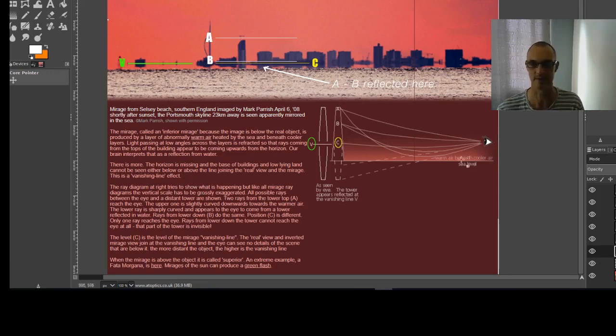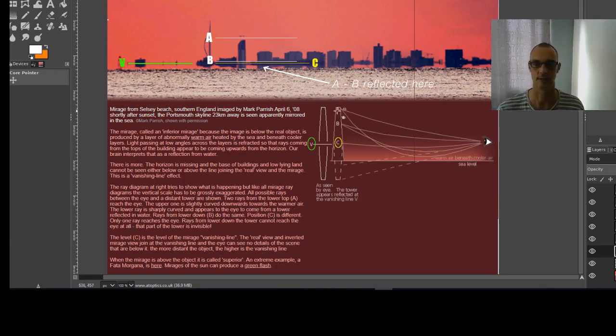Okay, so what we have here is an illustration on the right-hand side, with its labels, and I've added these colors, the green and the yellow, to show what's happening here. So we'll have a look at the explanation that's given here. The ray diagram at right tries to show what's happening, but like all mirage ray diagrams, the vertical scale has to be grossly exaggerated. All possible rays between the eye and a distant tower are shown. So what we have is two rays from the tower top, A, that reach the eye. The upper one is slightly curved downwards towards the warmer air. The lower ray is sharply curved and appears to the eye to come from a tower reflected in the water.